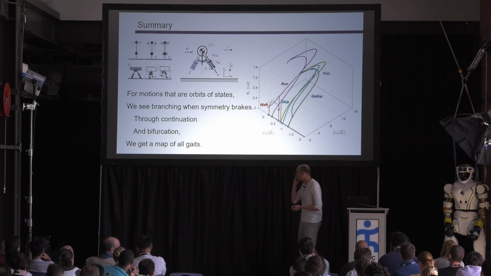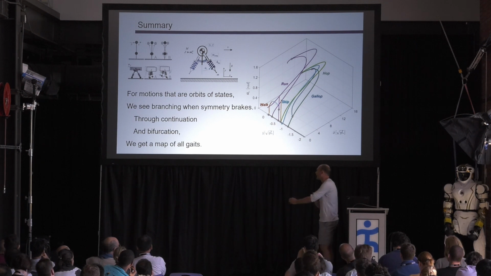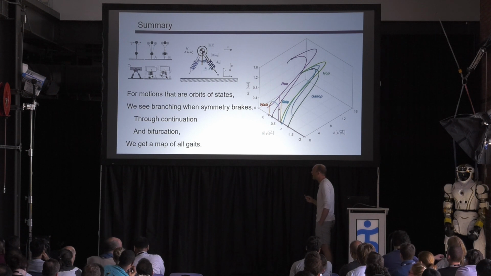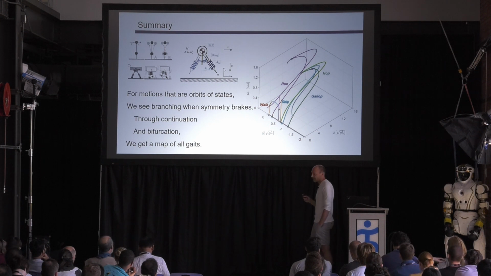Here's the summary. For motions that are orbits of states, we see branching when symmetry breaks. Through continuation and bifurcation, we get a map of all gaits.